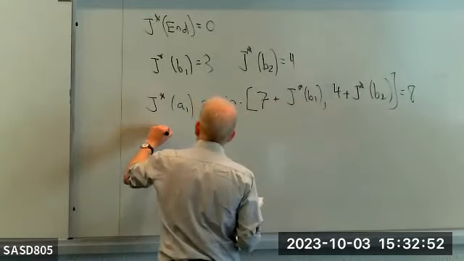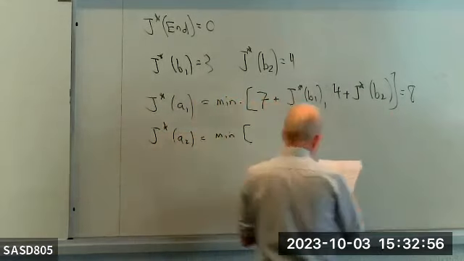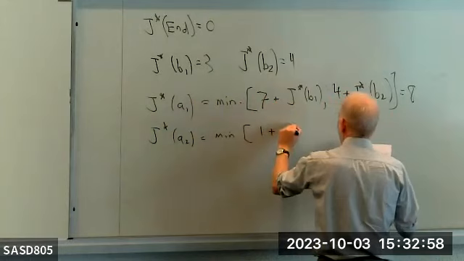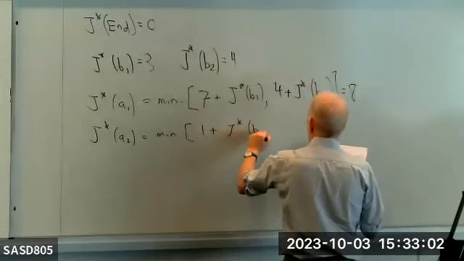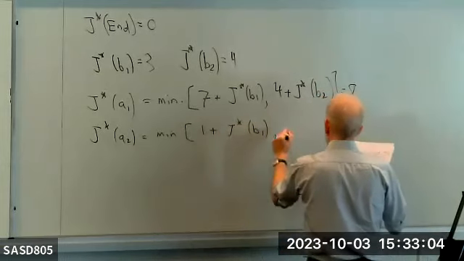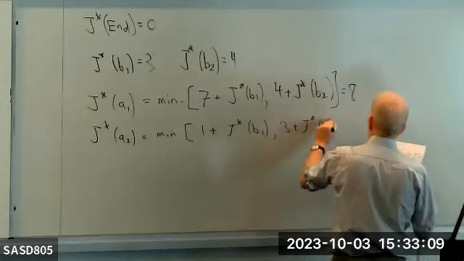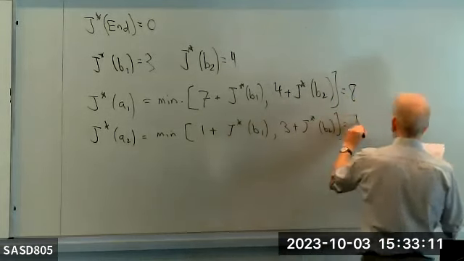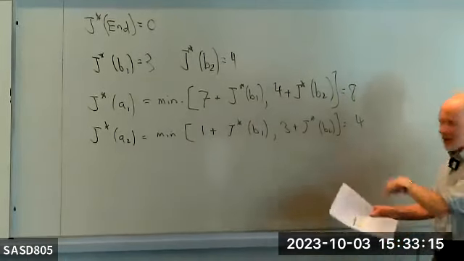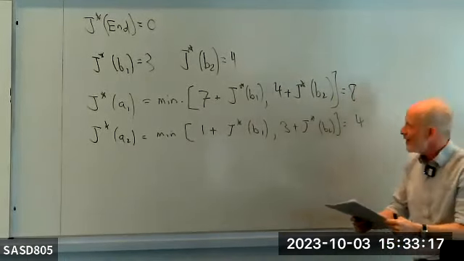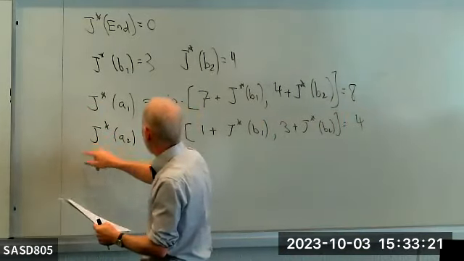And we can do A2. So it should be, if I have my notes right here, 1 and 3 plus j star of B2, and that's equal to 4. Does this look right? I'm just copying my notes here. So if it's silly, it's silly. Okay, so this is now j star of A1 and A2.